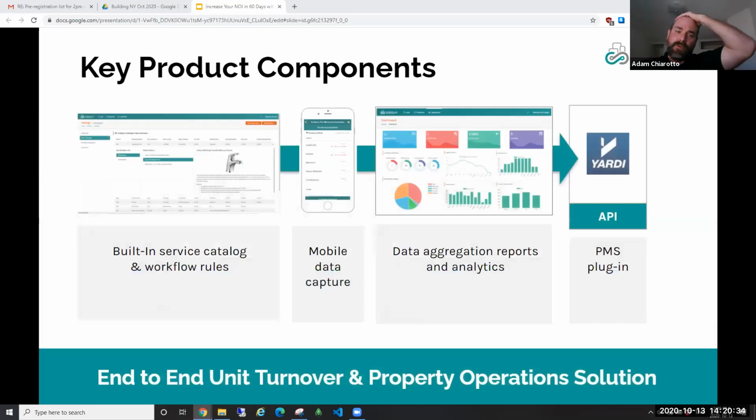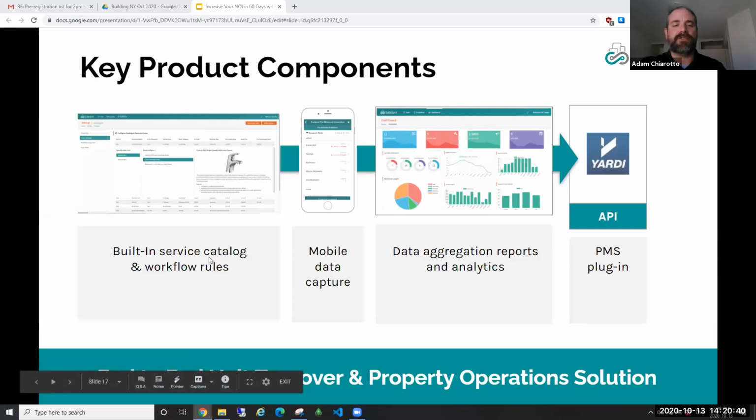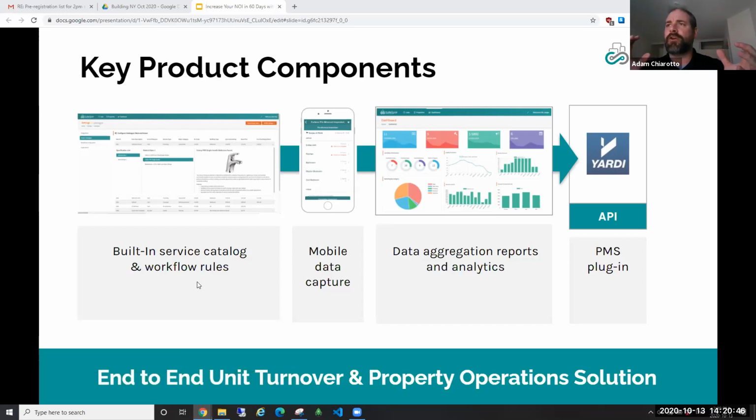Now, with SuiteSpot, we do have certain key components of the product that really help with a lot of these things. We have built-in service catalogs and workflow rules. What this essentially means is there's no big effort to onboard yourself within SuiteSpot. You can literally give us the list of properties, or we will integrate with your property management system and pull that all in automatically.